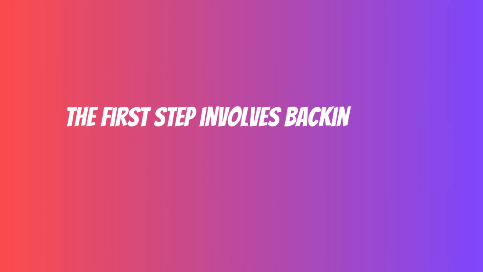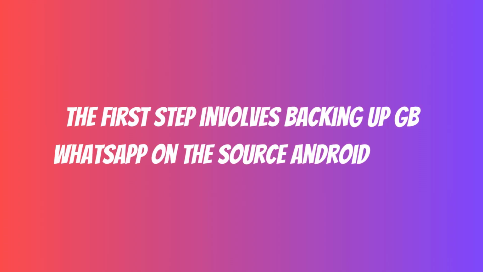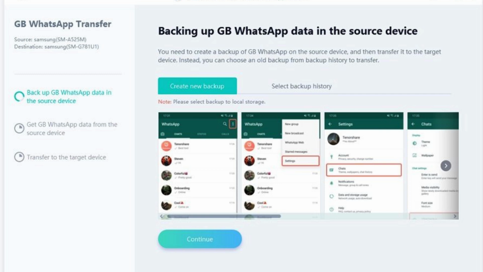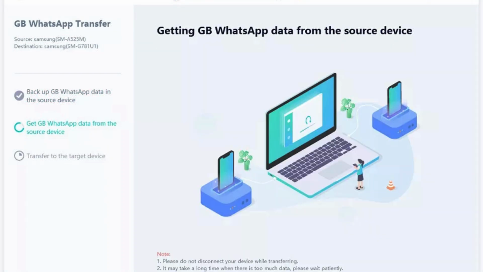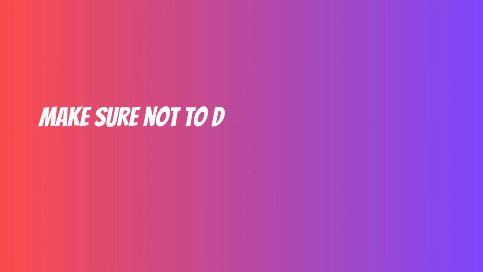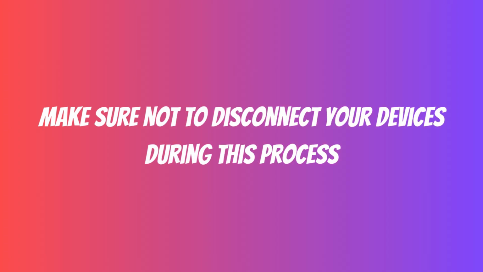The first step involves backing up GB WhatsApp on the source Android phone. Follow the on-screen instructions to complete the backup. As the program begins to retrieve your GB WhatsApp data, make sure not to disconnect your devices during this process.